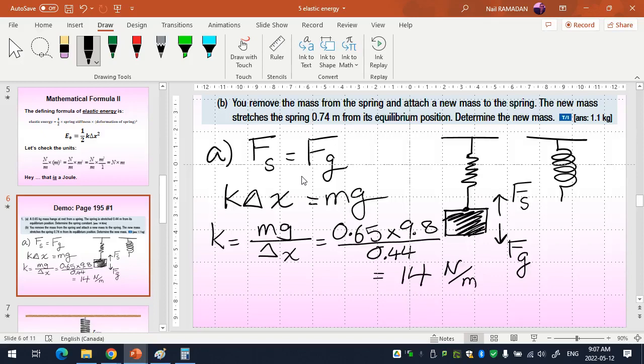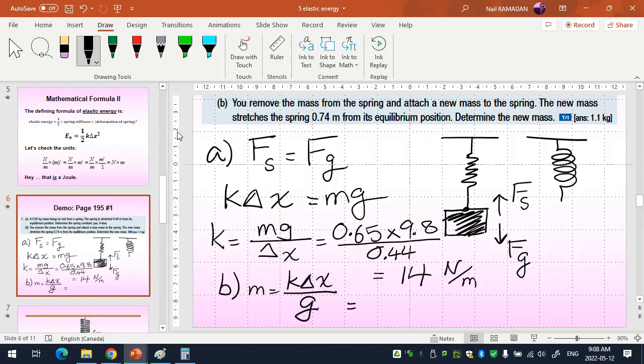Now you need to know the new mass. Are we still going to apply the exact same equation? Yes, because look, everyone, you hang it and you let it stretch until it just stops. When it stops, we're back again to this FBD, which means we're back again to that equation. So for part B, which one are we solving for now? The mass. So I need to rearrange for mass, which means I need to divide k delta x by g. So m equals k delta x over g.